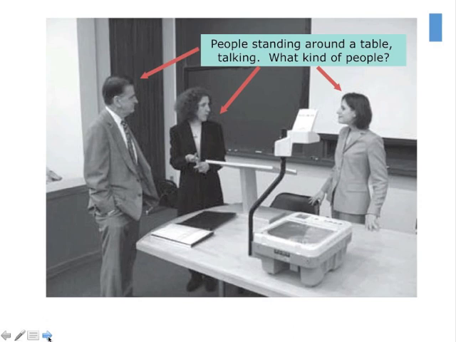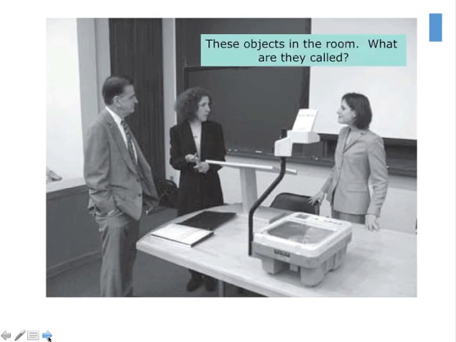Now notice, of course, there are other objects in the room too, and we have to think about, for example, what are these two things called? Well, first off, this particular item here is referred to as a podium, and this particular item here is referred to as an overhead projector. It's very possible that these two items might be referenced by name in the answer choices that we have to listen to.